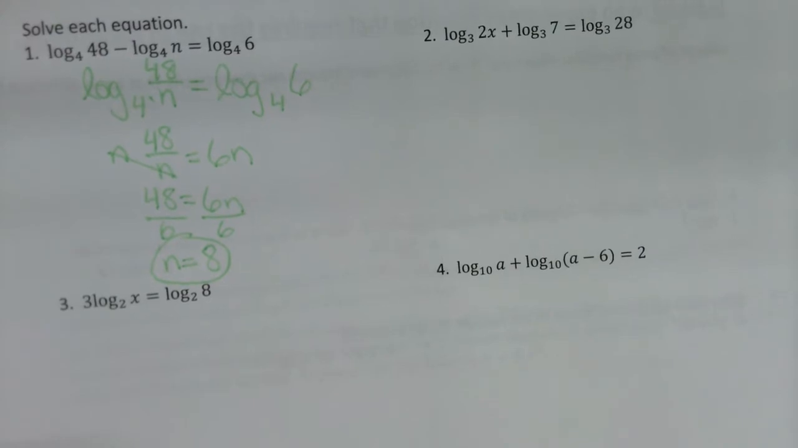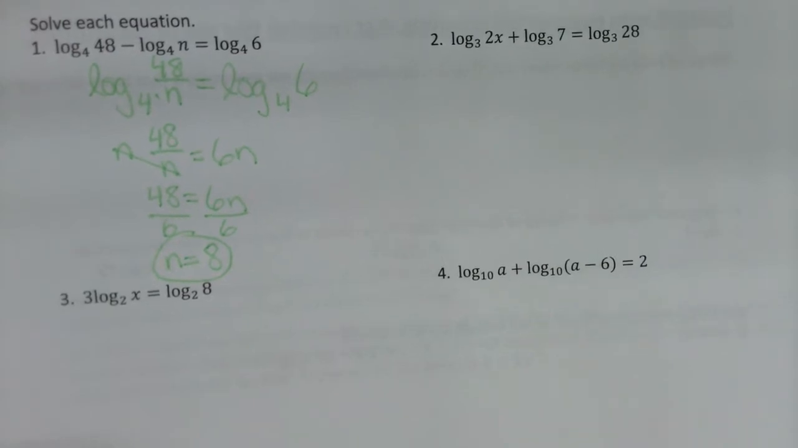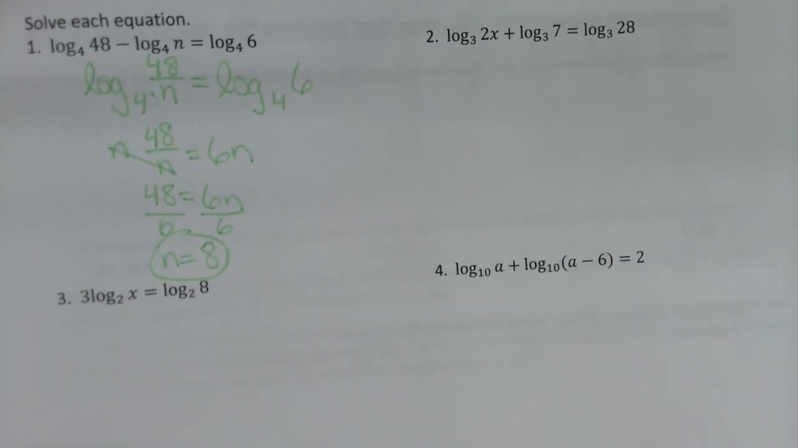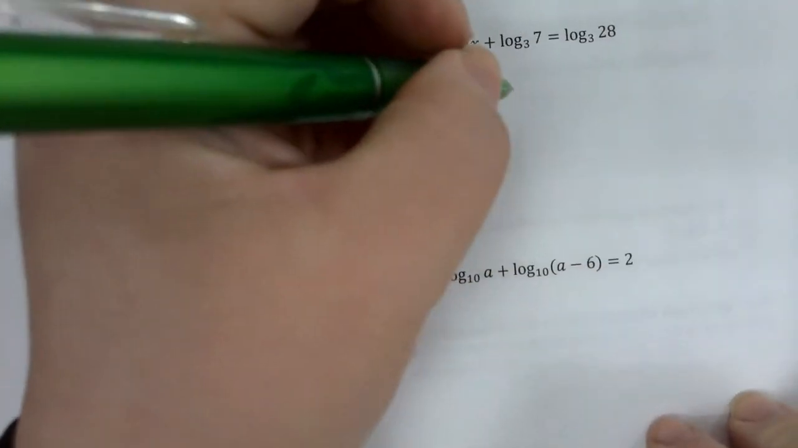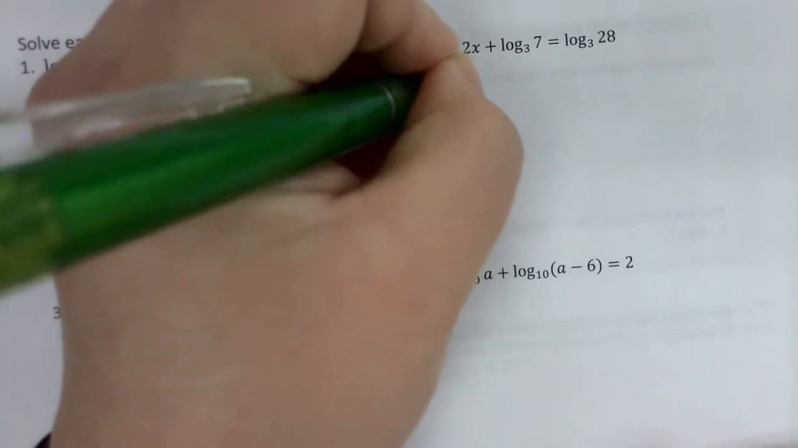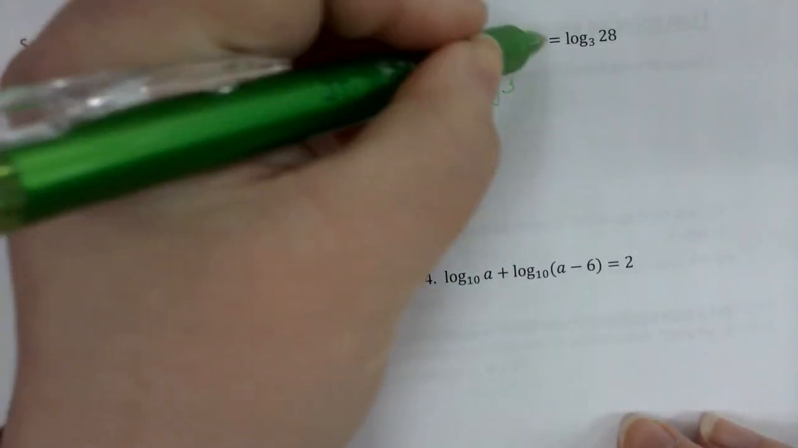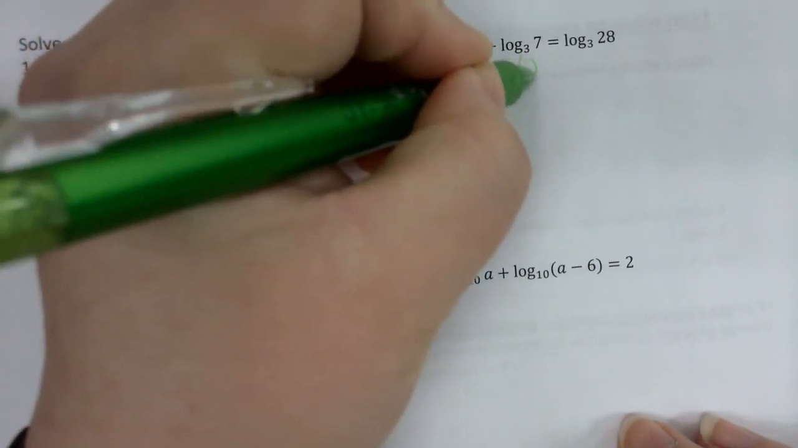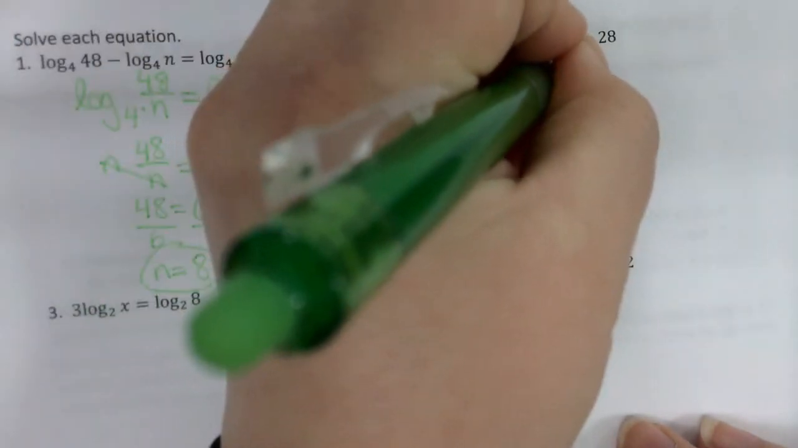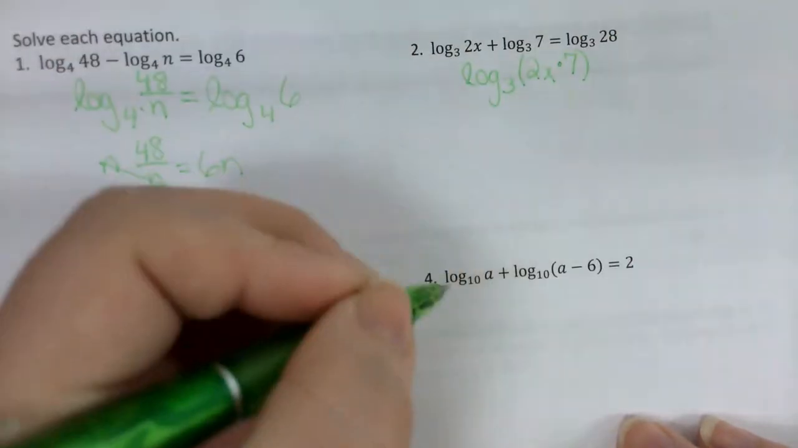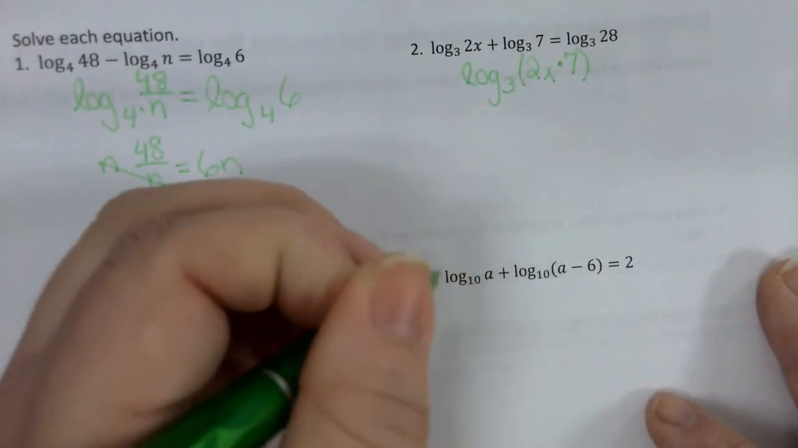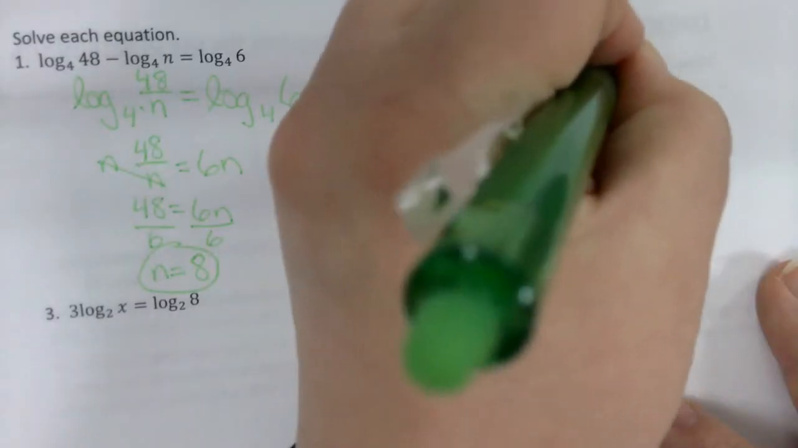Now number 2 looks very similar, but the difference is that it's two logs that are separated by an addition sign. So that's evidence of the expanded form of the product property. So I need to condense those into one single log. And their arguments will be multiplied to x times 7. And it will equal my log base 3 of 28.